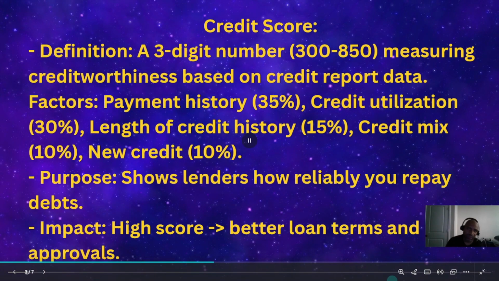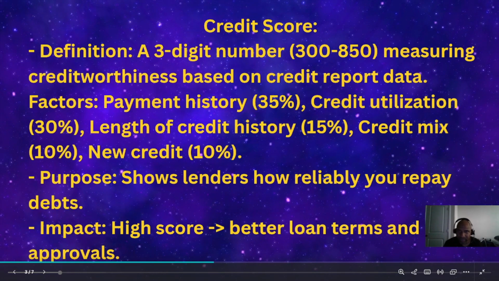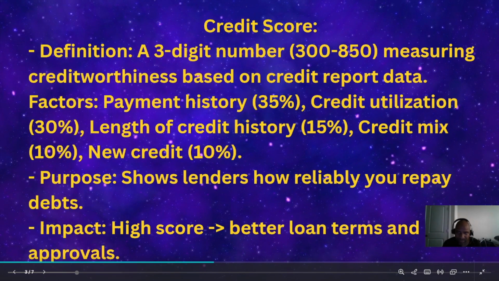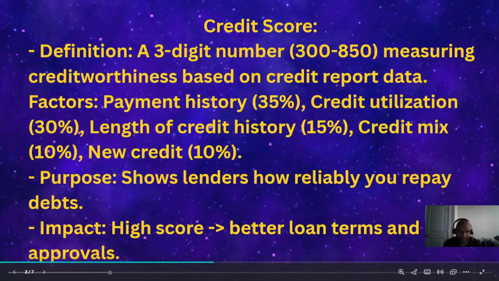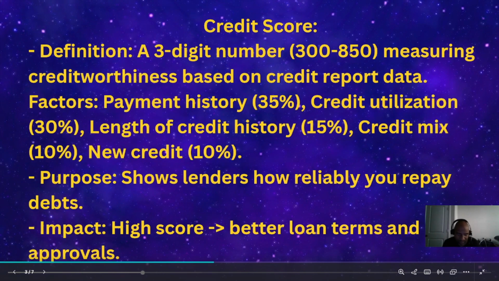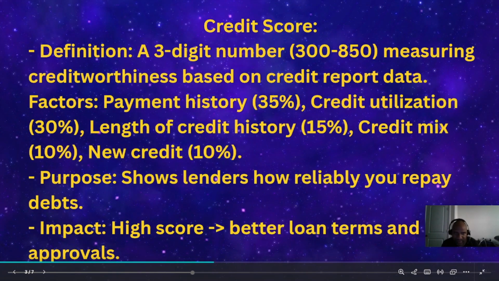Credit score definition: a three-digit number ranging from 300 to 850, measuring creditworthiness based on credit report data. Factors: payment history 35%, credit utilization 30%, length of credit history 15%, credit mix 10%, new credit 10%.